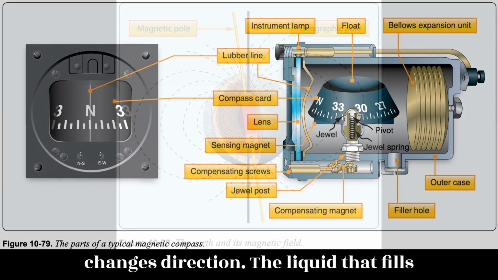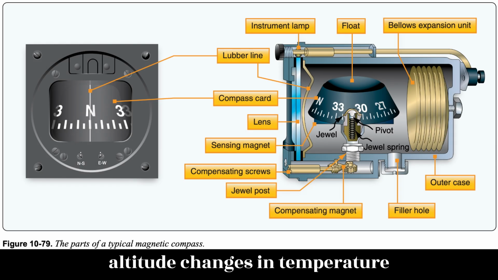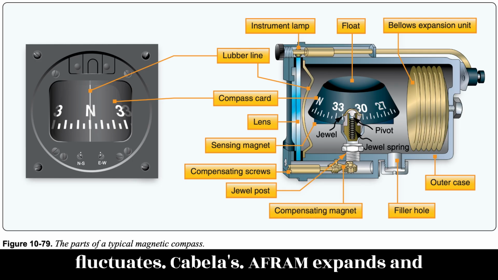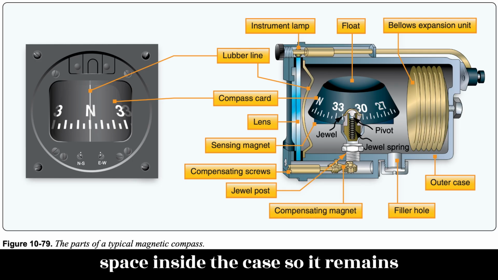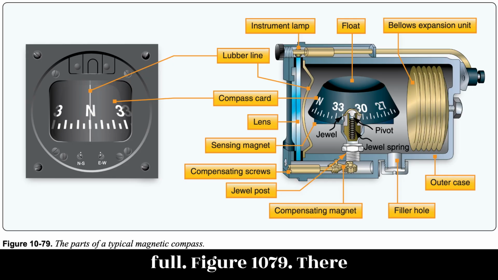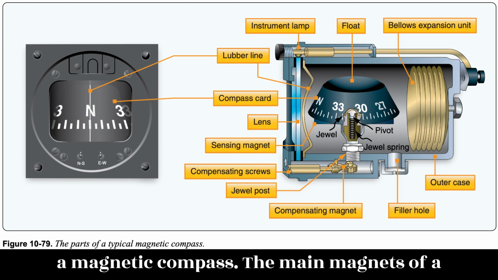The liquid that fills the compass case expands and contracts as altitude changes and temperature fluctuates. A bellows diaphragm expands and contracts to adjust the volume of the space inside the case so it remains full. Figure 10.79. There are accuracy issues associated with using a magnetic compass.